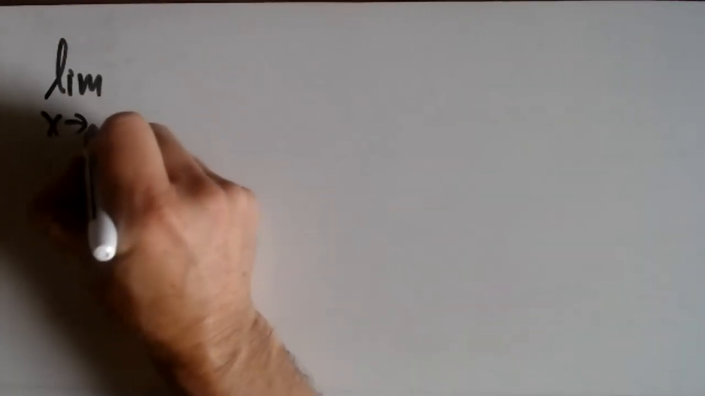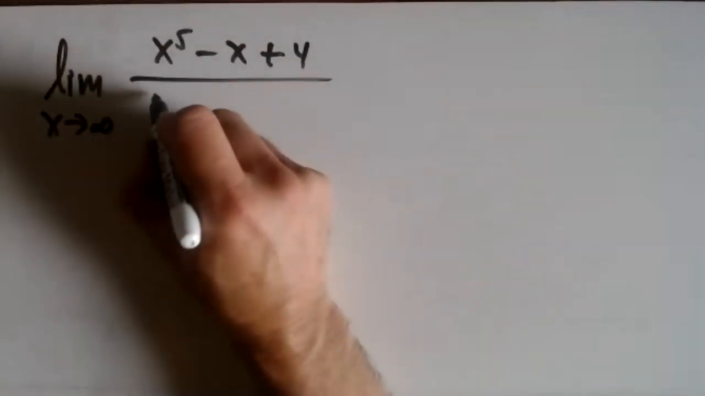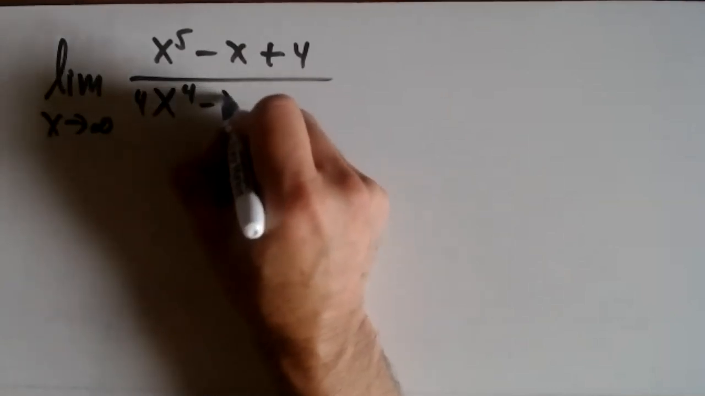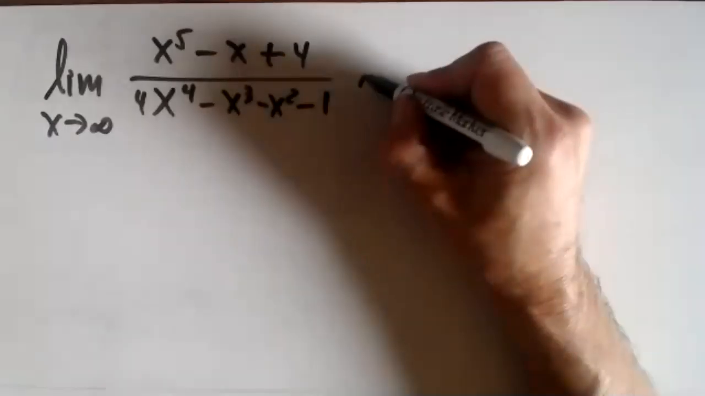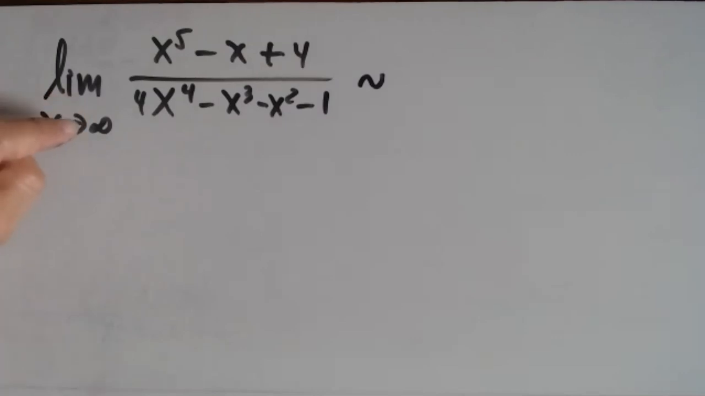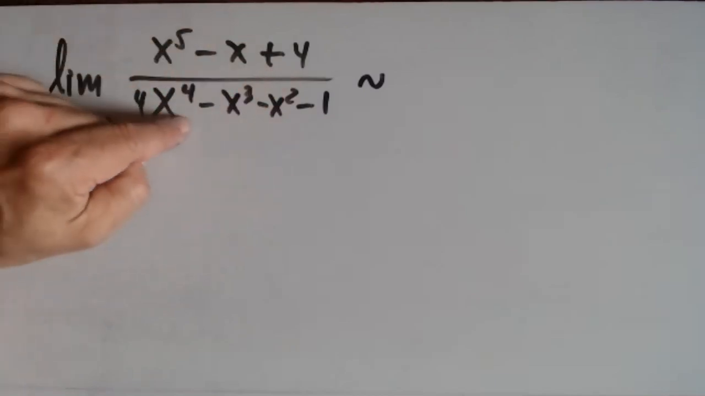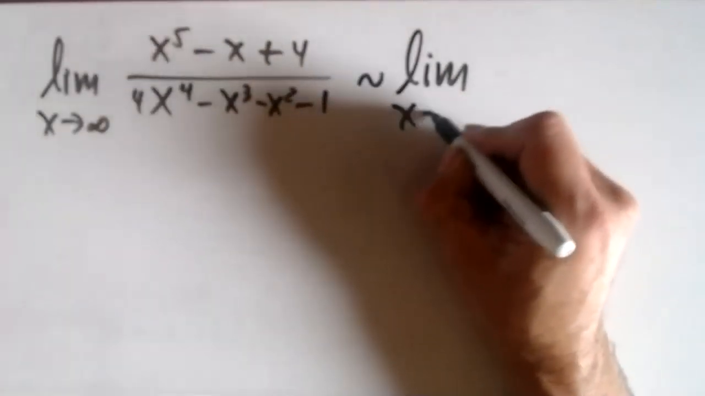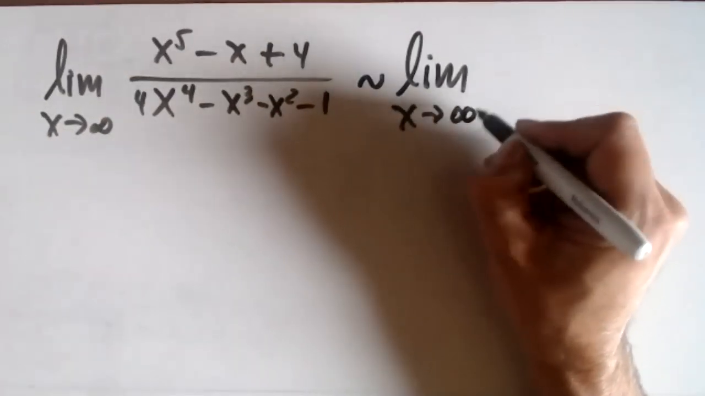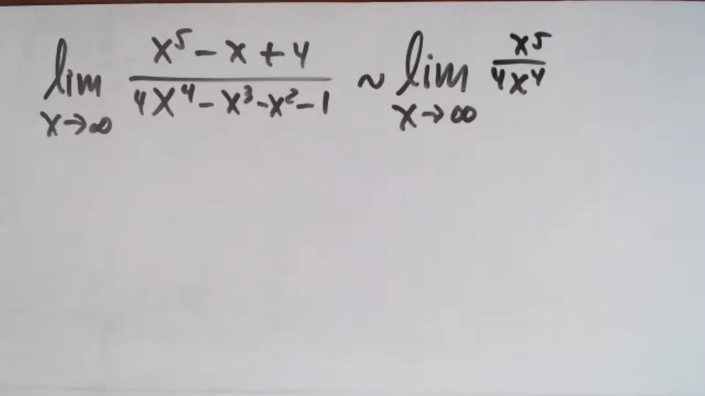So you have limit at infinity of x to the fifth minus x plus 4 over 4x to the 4 minus x cubed minus x squared minus 1. Now, again, I have to know what happens for very big numbers. So again, the fifth power is more than the x and the 4, and here the 4th power is more than this one. So this limit is going to be like the limit of x to the fifth over 4x to the 4, okay?